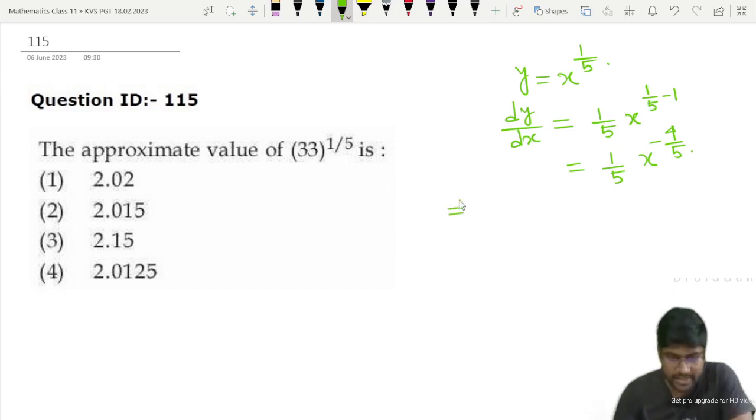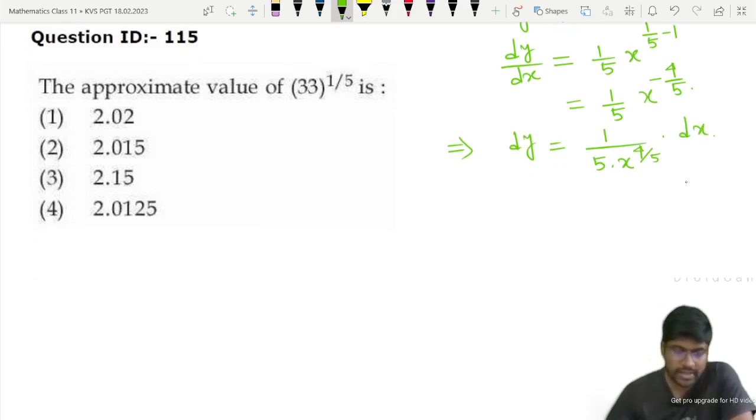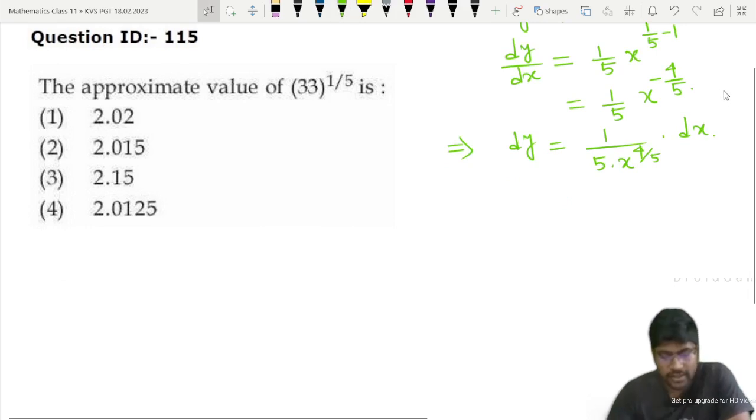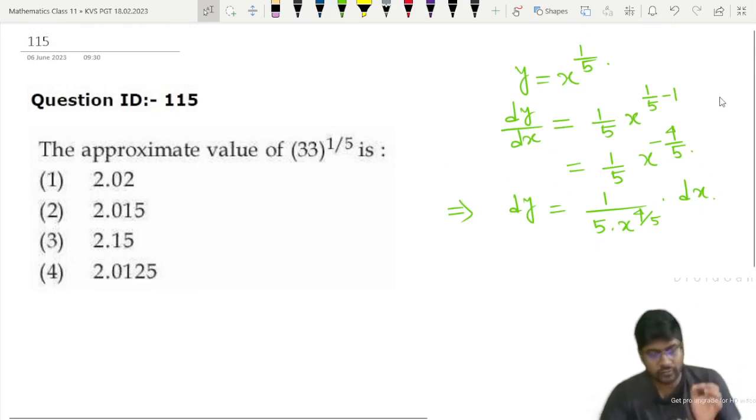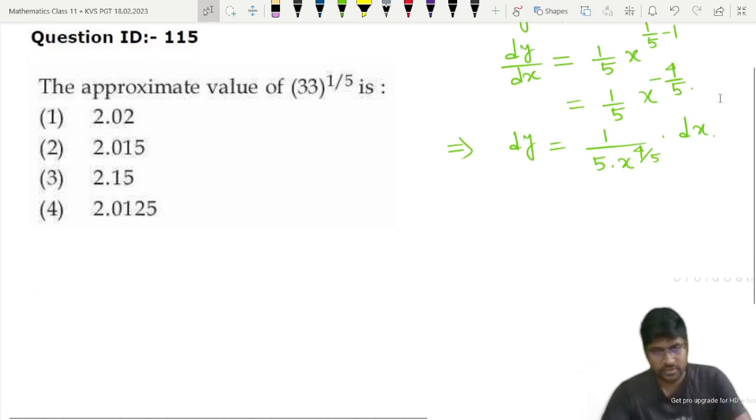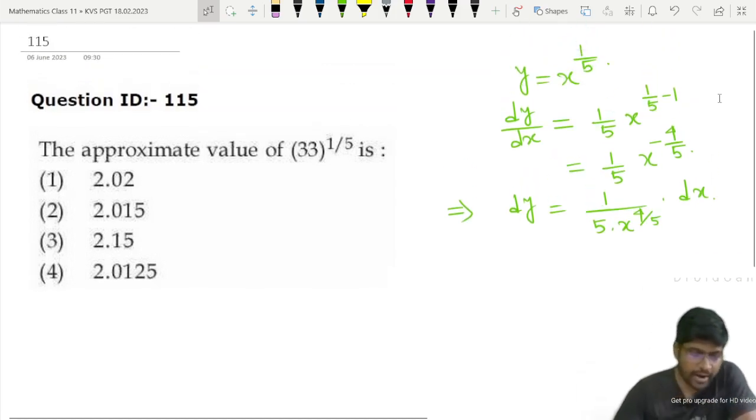So what will be dy from here? dy will be equal to 1 by 5 into x to the power 4 by 5 into dx. Now dy is the increment of y corresponding to the increment dx of x. So we have got dy.